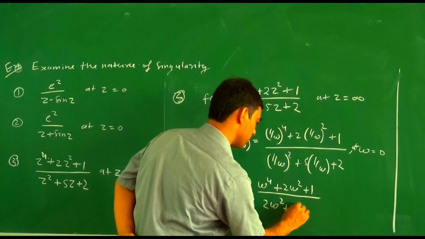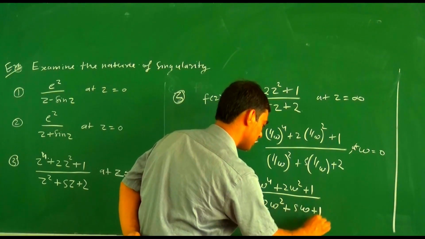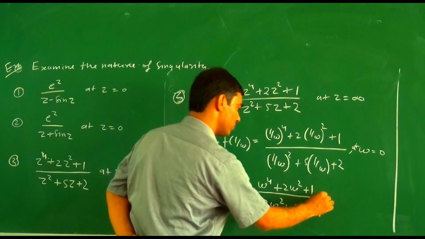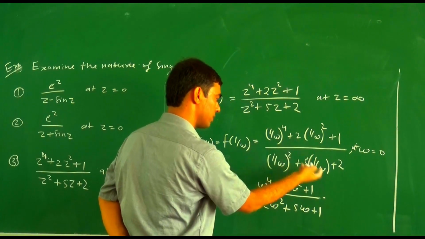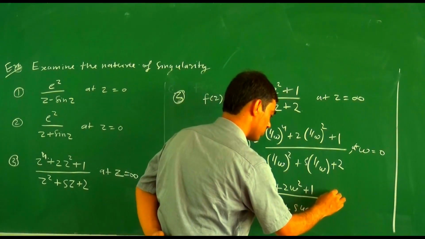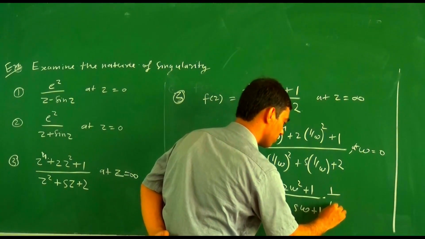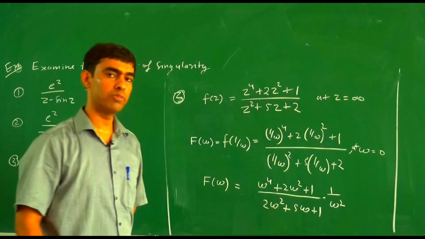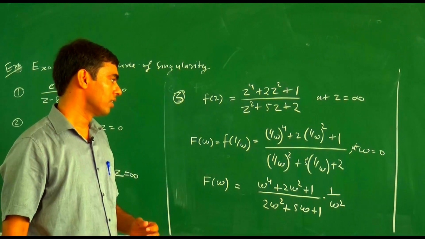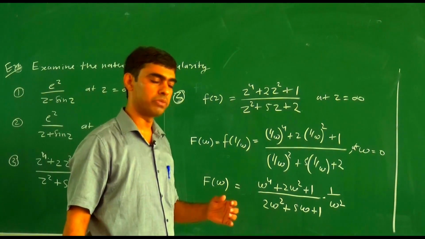plus 5w plus 1, and into what? w to the power 4 from here, w square from here. So this becomes 1 upon w square. So what is the behavior at w equal to 0?